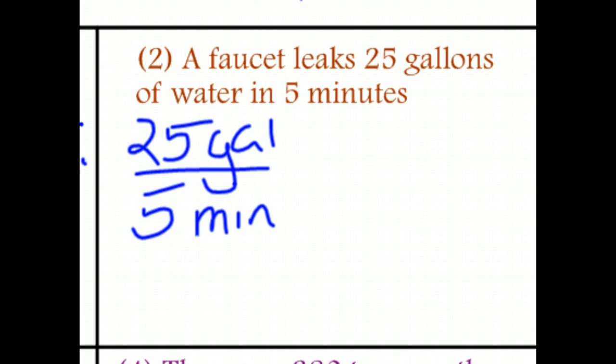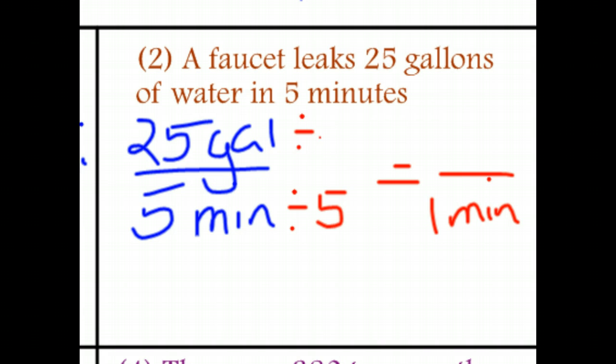If we want to change it to a unit rate, we need to make this into a rate out of 1 minute. So we divide numerator and denominator by 5 to make 5 minutes into 1 minute. Divide the 25 gallons by 5. We end up with 5 gallons in 1 minute.